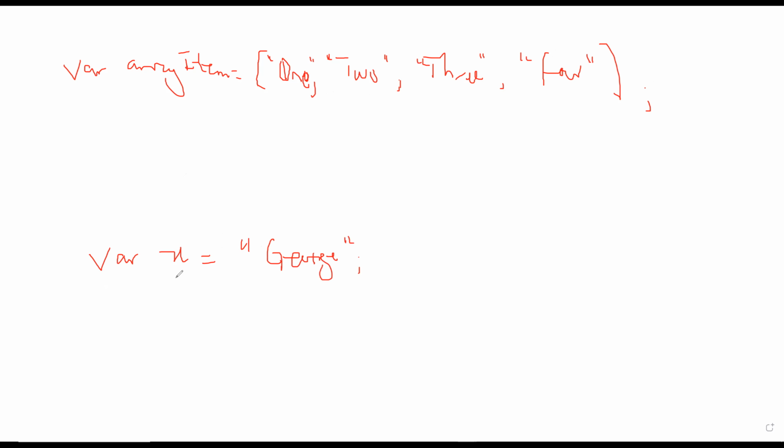Now, for me to call this variable, I will simply call it by typing the name of the container of the variable. So X, and if I do console.log of X, now I will have George printed out for me, right? But now, how do I have access to each of these items in an array?